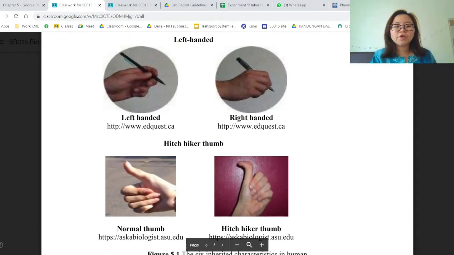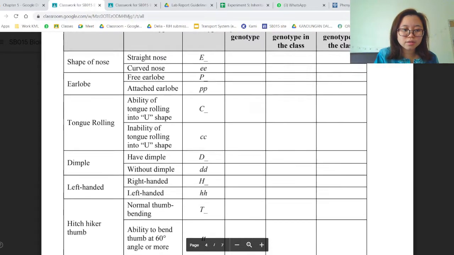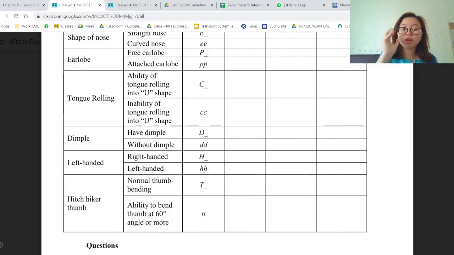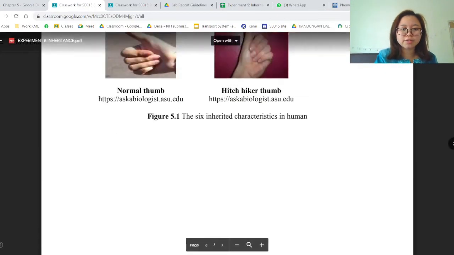Okay. If you are left-handed, that means you have the dominant allele. If you are right-handed, that means you have the recessive allele, if I'm not mistaken. Oh, no, sorry. If you're right-handed, you have the dominant allele. If you're left-handed, you have the recessive allele.